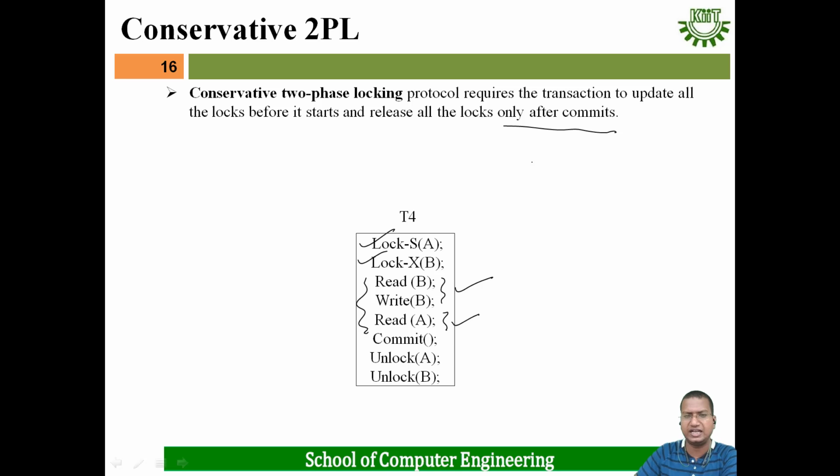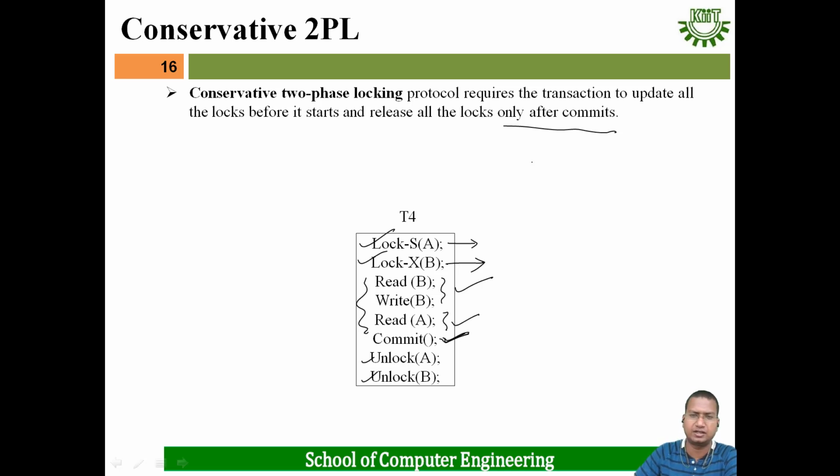It wants to read A, that's why it will apply a shared lock on A. It wants to write B, that's why it will apply an exclusive lock on B. Then after that the commit statement should be there, and only then can it unlock the data items, unlock A and unlock B. Such a schedule is known as conservative 2PL. Okay, then we will check whether this schedule is a conservative 2PL or not.